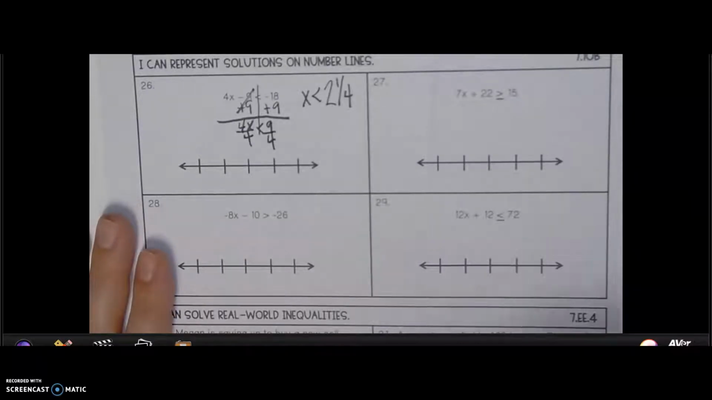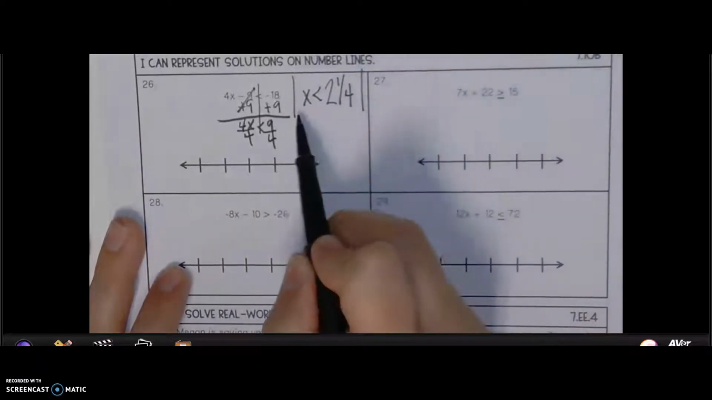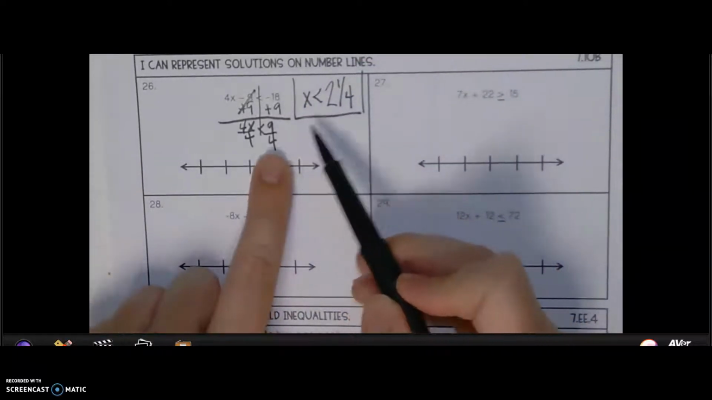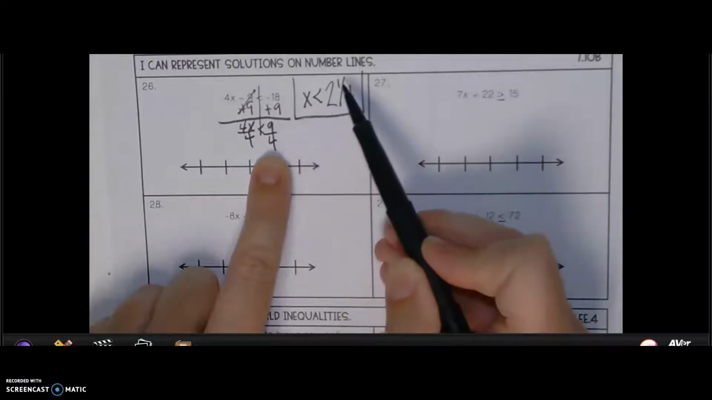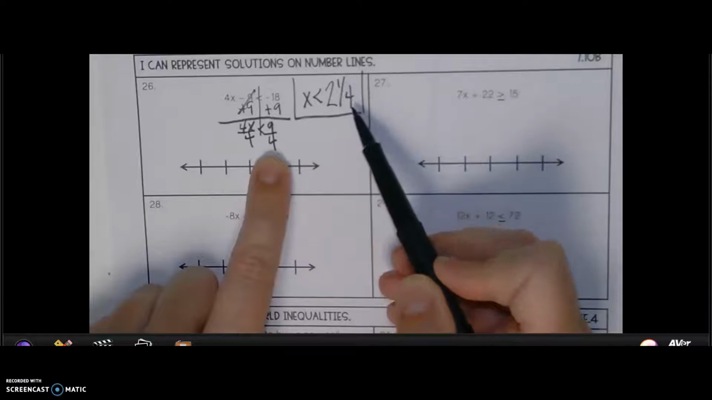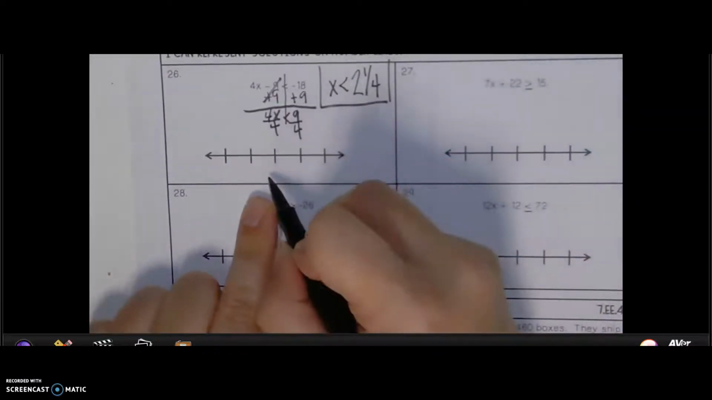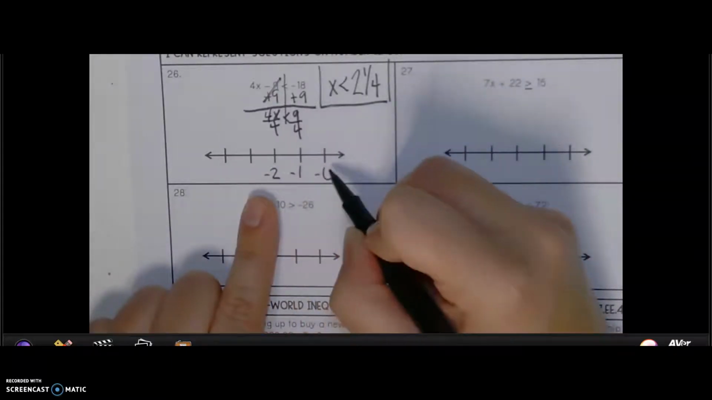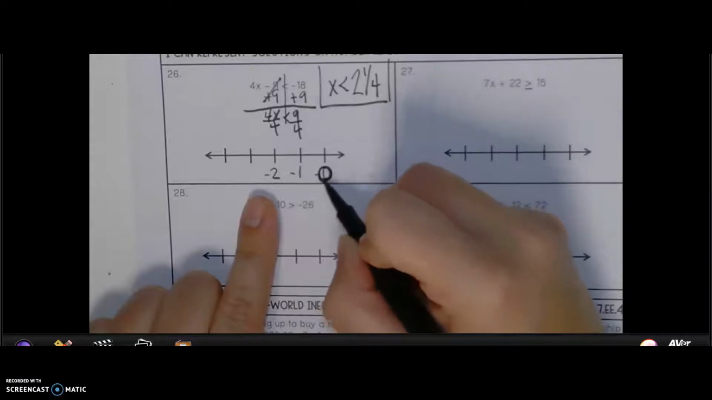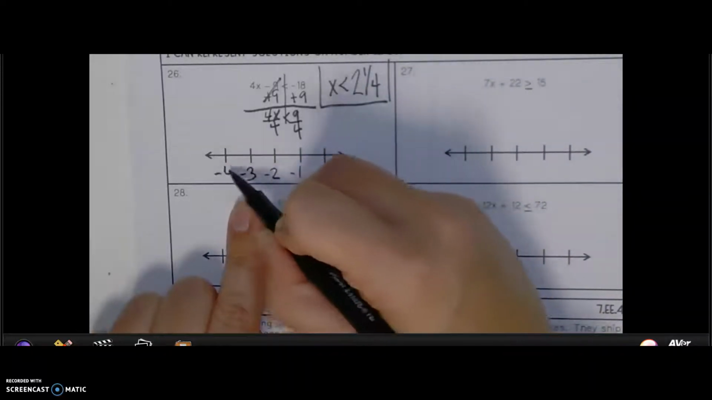So for this one, if we were doing our number line, and just to make sure you know how I got the 2 and 1/4. 9 divided by 4 is 2, and I would have 1 out of the 4 left over as my remainder. Okay, so let's say that this is my number line. This is negative 2, this is negative 1, this is 0. Okay, and then this is negative 3, and this is negative 4.